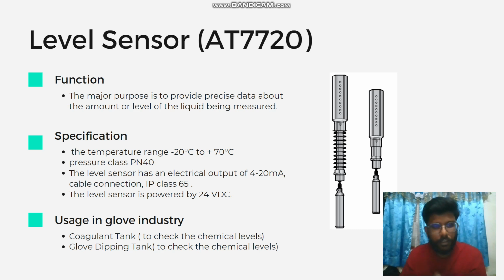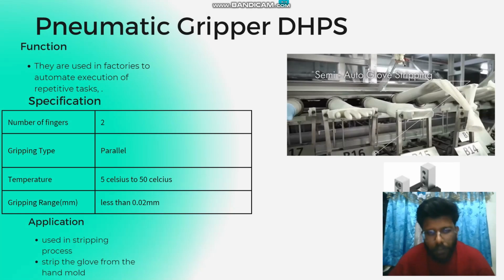The third one is the level sensor has an electrical output of 4 to 20 milliampere cable connection, and the IP class is 65. IP 65 means it is protected from total dust ingress, and also protected from low pressure water jets from any direction. The usage in the glove industry is the level sensor is mostly used in the coagulant tank and glove dipping tank to check the chemical levels in them.